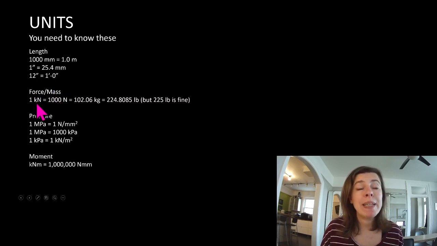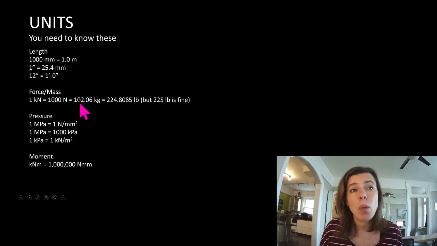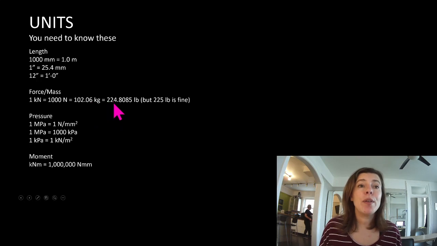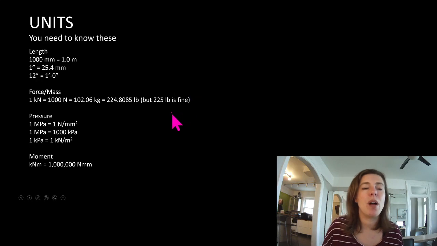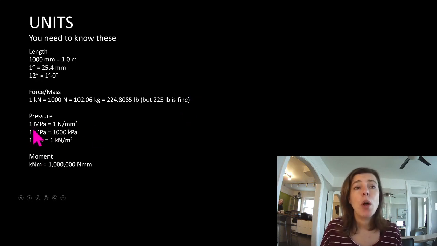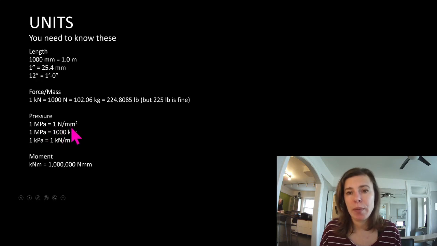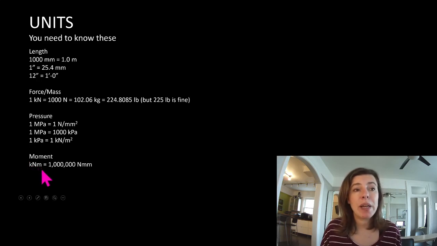Force and mass. 1 kilonewton, which is what we're going to use a lot in this course, is 1,000 newtons, which also equals 102.06 kilograms, which also equals 224.8085 pounds, but we'll round out to 225 pounds quite often when we talk about things. Pressure, 1 MPa is 1 newton per millimeter squared. 1 MPa is 1,000 kPa. 1 kPa is 1,000 kilonewtons per meter squared. And a moment we're going to talk about later in this term, 1 kilonewton meter equals 1 million newton millimeters.